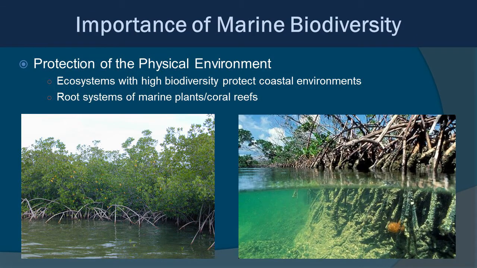So why do we care about all this biodiversity stuff anyway? Why is it so important? Well, there's a lot of things. First, they protect the physical environment. These ecosystems with high biodiversity tend to protect coastal environments specifically. Here is a coastal mangrove system, and these root systems essentially help prevent erosion along the coastline. Also, coral reefs help prevent the larger waves from entering the coastal region, which would cause erosion. So all of these things help protect the shoreline.